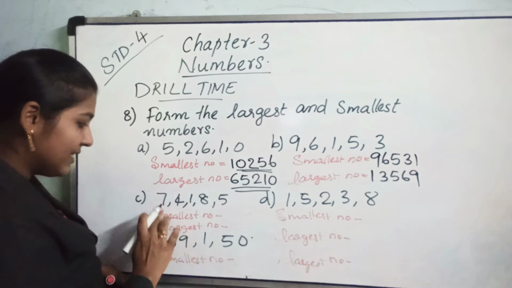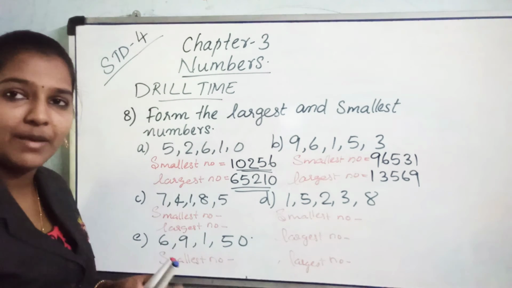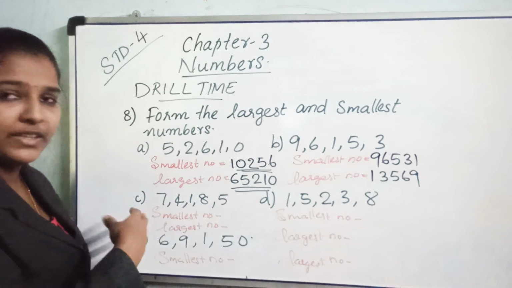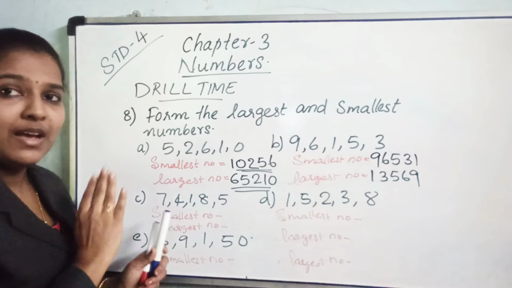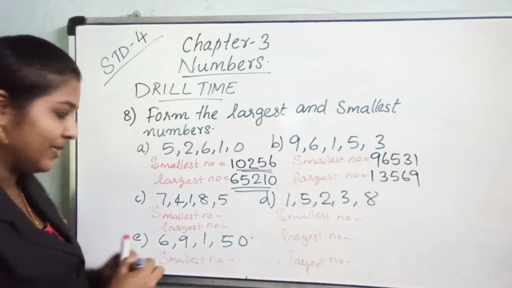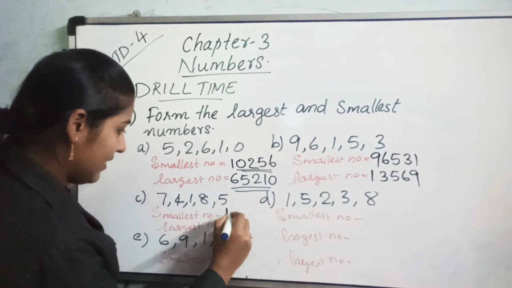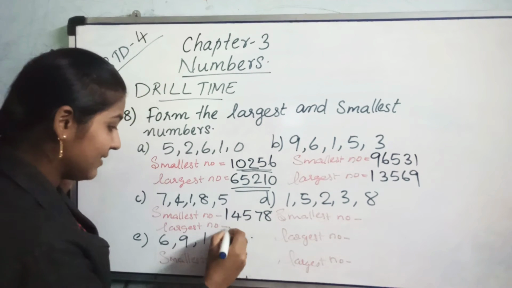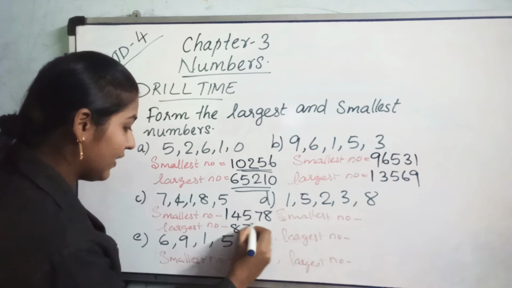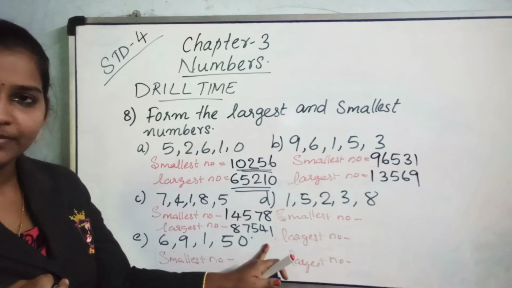Now the next one, 74185. Here also the digit 0 is not coming. So we can just arrange it in descending order to get the largest number, ascending order to get the smallest number. So smallest number is 1, 4, 5, 7, 8. And largest number 87541. That is 87,541. Got it?